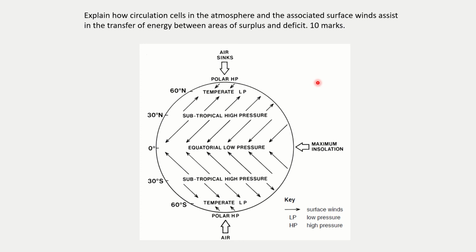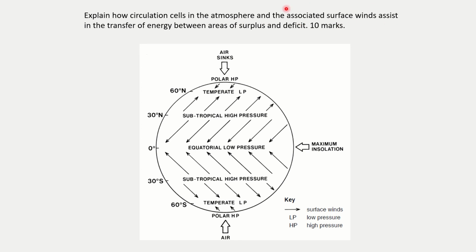This is the kind of exam question you can expect to see. Sometimes it is assisted with a diagram just because the examiners want to help you out a bit, because it is complex. And you'll be asked to explain how circulation cells in the atmosphere and associated surface winds assist in transfer of energy between areas of surplus and deficit. Before we get to the model answer, which I'm going to show you, let's just pick this question apart a little bit. If you see reference to circulation cells in the question, it's this question that you're answering. Sometimes it's difficult to tell the atmosphere questions apart.